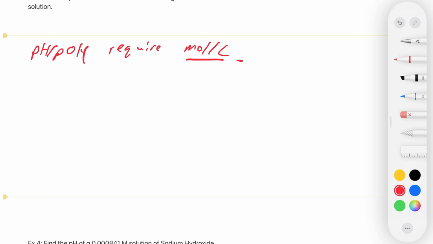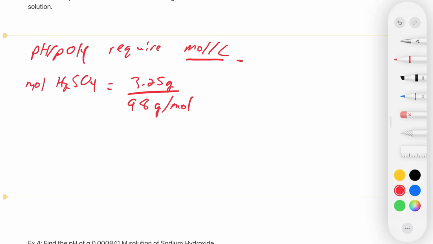First thing we'll do is convert this to moles. So we'll go for the moles of H2SO4. We're going to go 3.25 grams divided by the molar mass, which is about 98 grams per mole. And then that would leave us with about 0.033 moles of H2SO4.